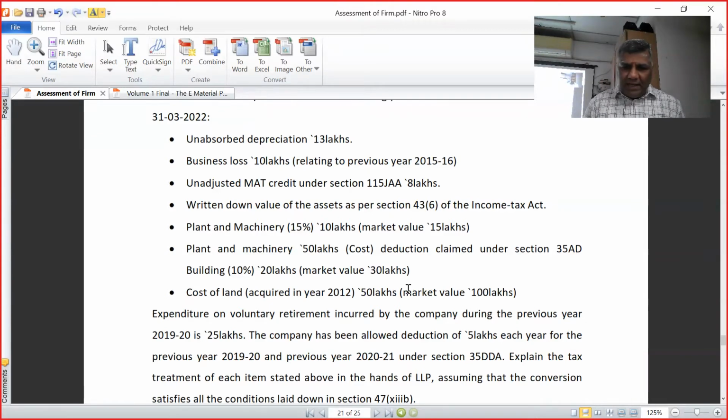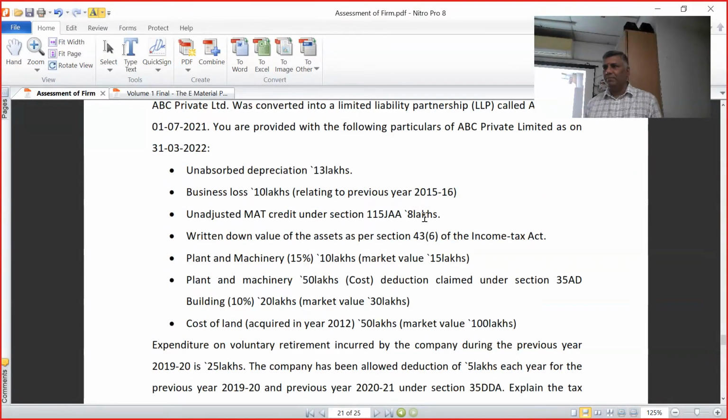Expenditure on VRS incurred by the company during the year 19-20 is 25 lakhs. Company had been allowed rupees 5 lakh each year for the years 19-20 and 20-21. Explain the tax treatment of each of the above stated items, assuming the conversion satisfied all the conditions of section 47. Let's start the question. Okay. There is something practical also in this question.